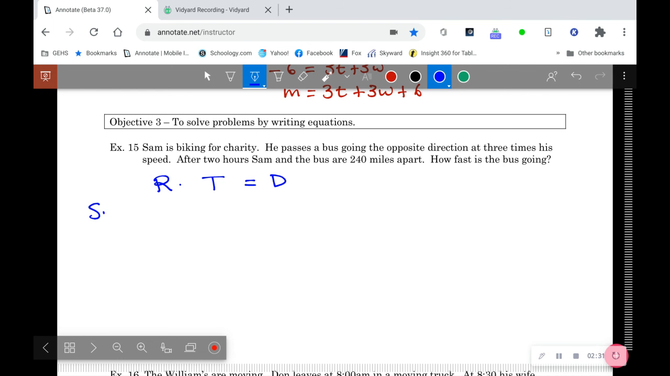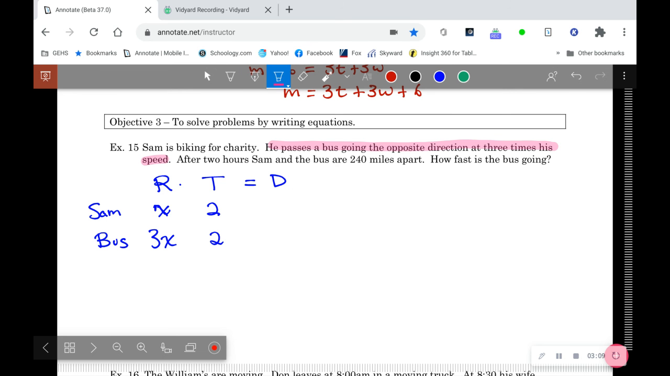So in this case, Sam is on the bike and he's going one direction and the bus is going the other direction. It doesn't tell us what Sam's rate is or the bus's rate, but it does give us a hint. It says he passes the bus that's going 3 times his speed. So we don't know what Sam's speed is, but we do know the speed of the bus is 3 times that. It tells us that both the bus and Sam go for 2 hours.